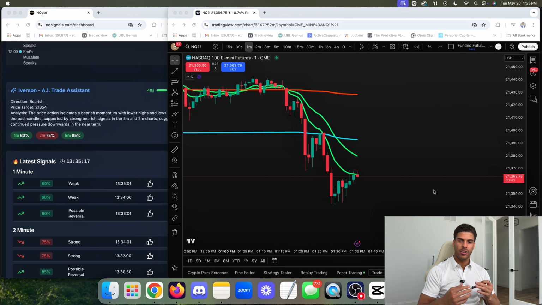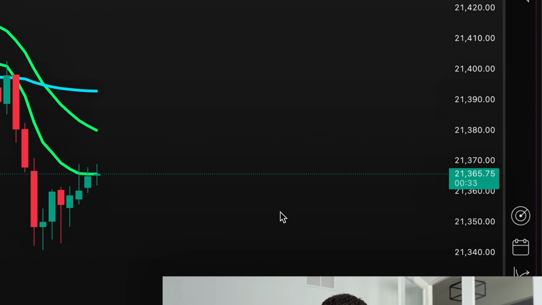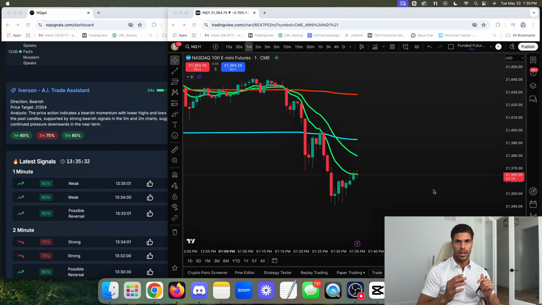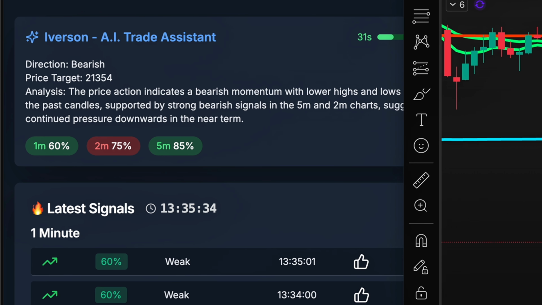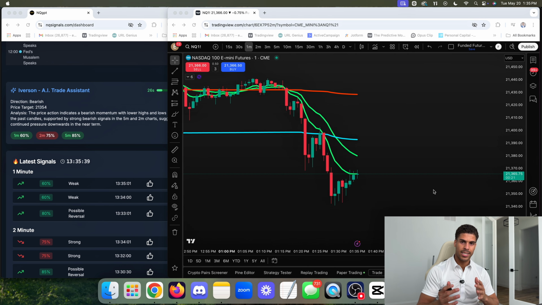Another way you could use Iverson in a not so obvious way is to take the price predictions and contrast that to where price currently is. For example, price is sitting at 21,365. Let's say we got a bullish signal and the price target was 367. Okay, so we're predicting a 2 point move up. Well, that might be an opportunity for you to not take a trade, because Iverson is basically saying we don't see price going much higher than this level over the next 2 minutes. So you can filter out trades where there could be a ton of downside and a little bit of upside, and it might not be worth it for you to take that trade.